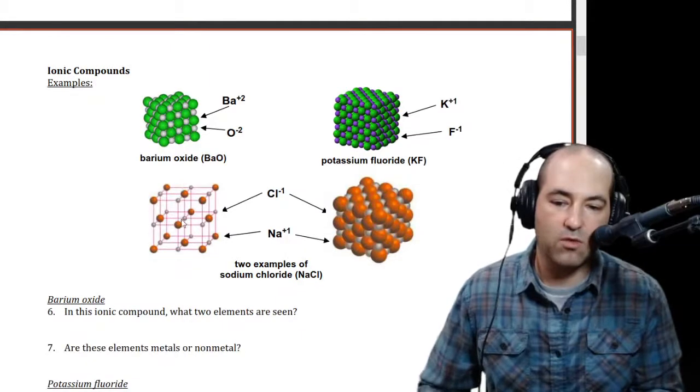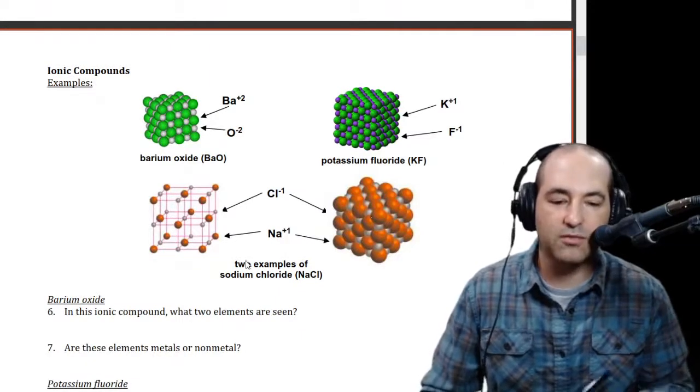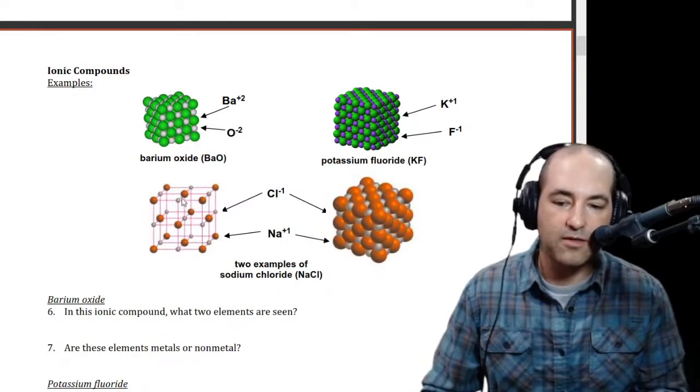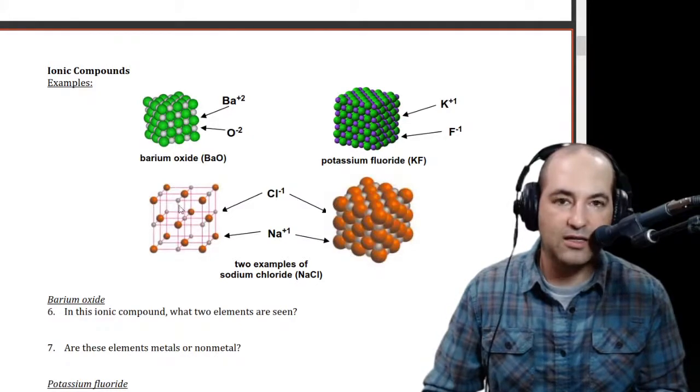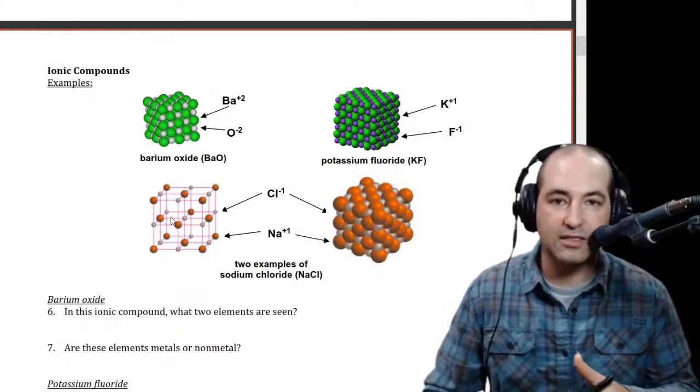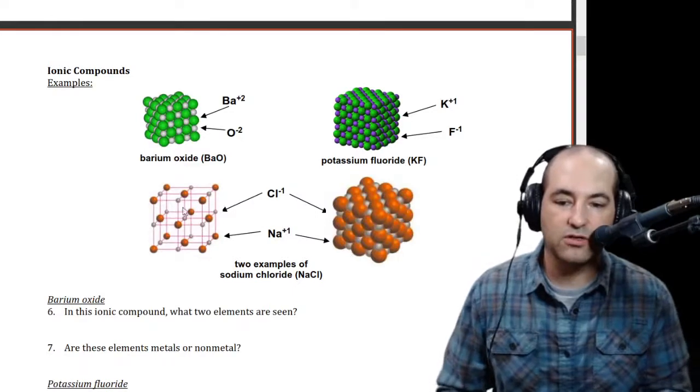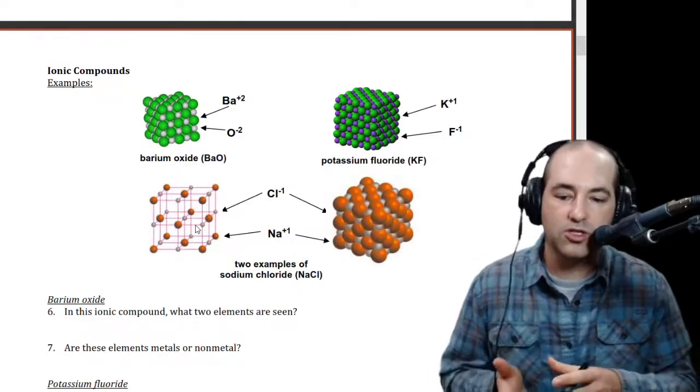Depending on how small we make our balls, we have a little bit different structure here. But the lines that are shown here are not indicating bonds, like covalent bonds, like sharing electrons. Those are just to show you what the overall structure looks like, to show you that it's cubic.